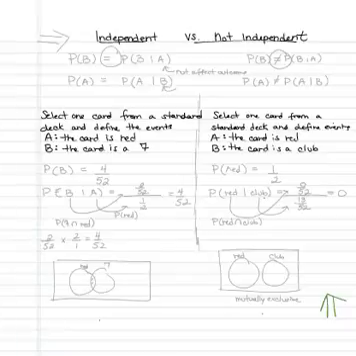The last topic for Chapter 5 is comparing independent events versus not independent events. We're not going to call it dependent events. We're going to call them independent versus not independent. In order for something to be an independent event, the probability of that event occurring has to be equal to the probability of that occurring given something else occurred.